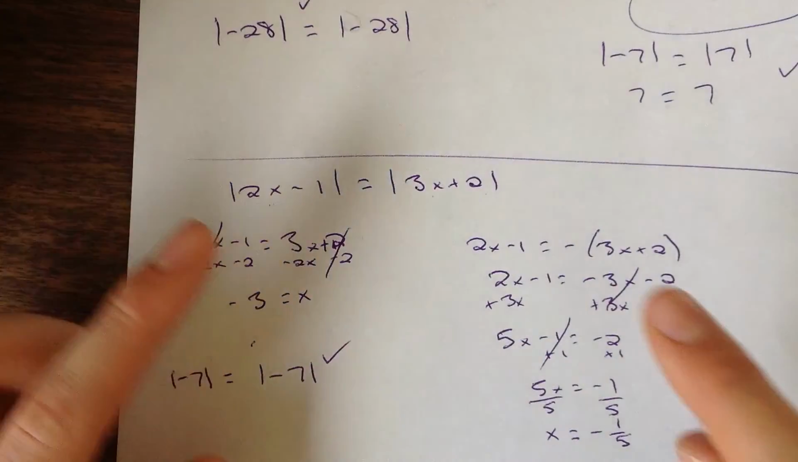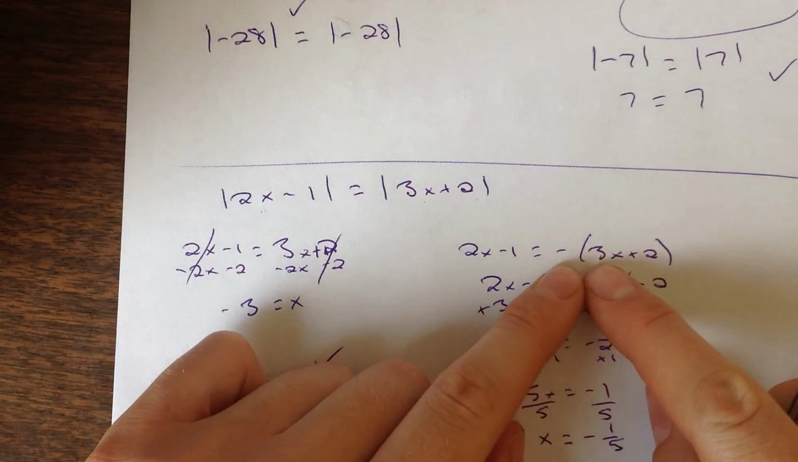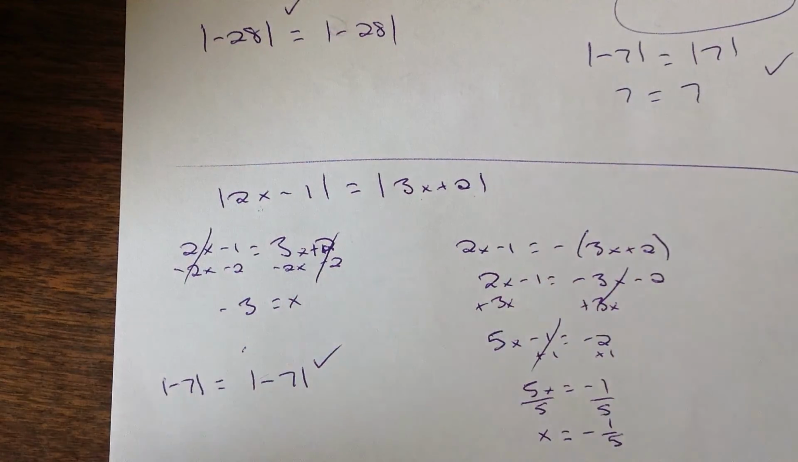So remember, when you have two absolute values equal to each other, write the original, then negate the other side. But remember to put it in parentheses because it goes to the entire thing.